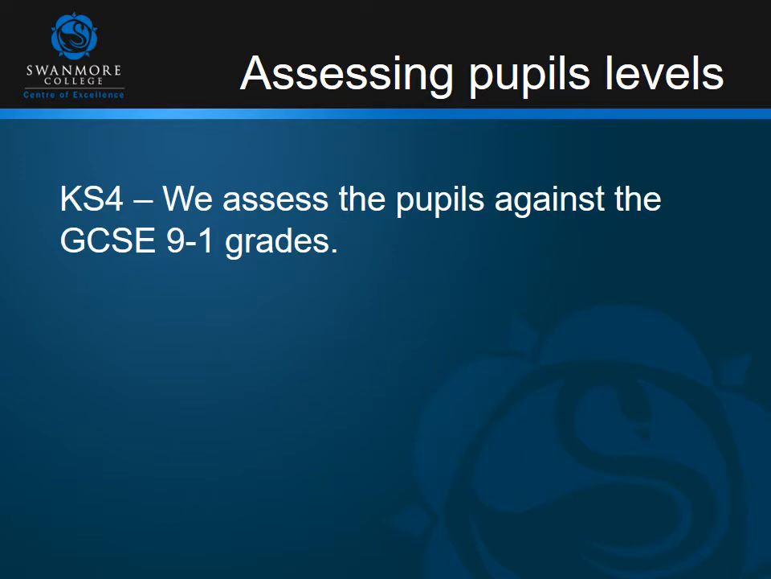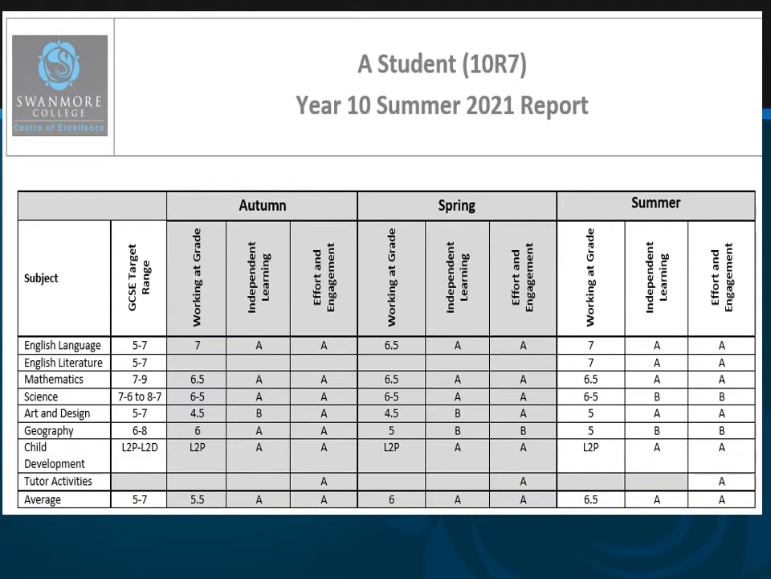So let's have a look at one of the reports. Let's look at an example Key Stage 4 report. This report shows the full range of data for a whole year. The most important thing to note is that we have here a GCSE target range. This is the grade range that we would like the pupil to be in for each term of their Key Stage 4. The target ranges are calculated for us by an external company called the Fisher Family Trust, and they take into account the pupil's Key Stage 2 data as well as attendance and several other factors.